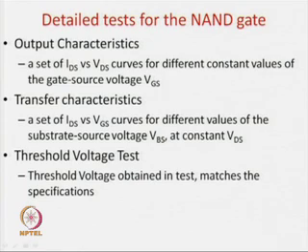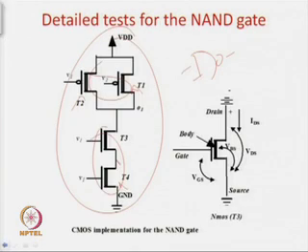You have to find out the output characteristics of all the transistors, like a set of input current versus input voltage for different values of drain-source voltage. Then there can also be some threshold voltage tests for those transistors. Also there are some substrate-source voltages for constant VDS. We need not go into the details, but for each of the transistors we are testing the current versus voltage at a constant value of the other parameters, and so forth.